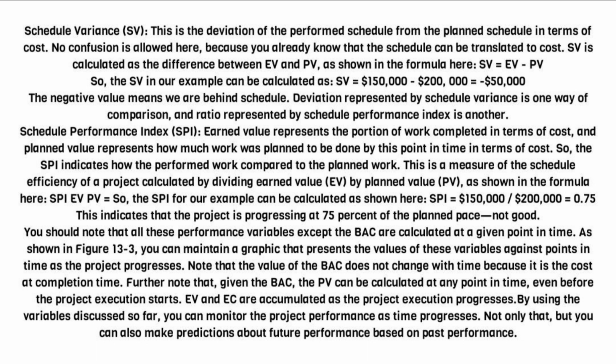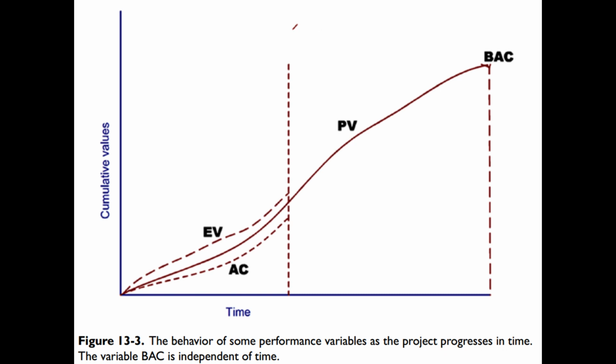By using the variables discussed so far, you can monitor the project performance as time progresses. Not only that, but you can also make predictions about future performance based on past performance. Figure 13.3. The behavior of some performance variables as the project progresses in time. The variable BAC is independent of time.